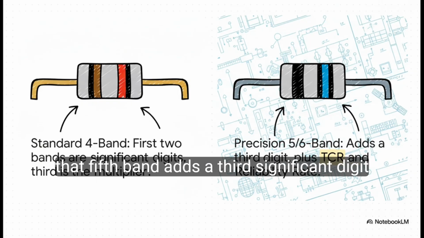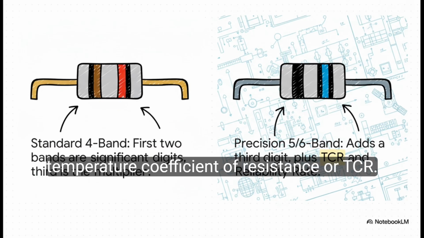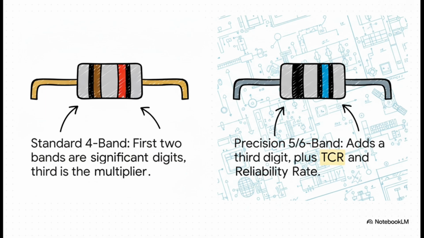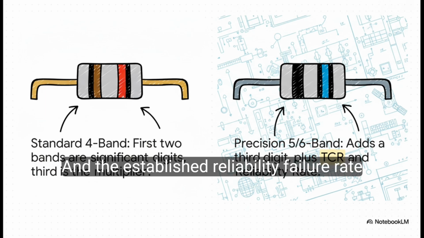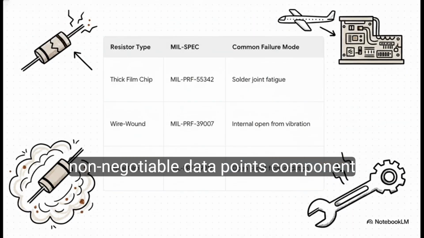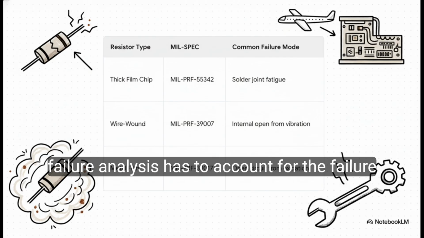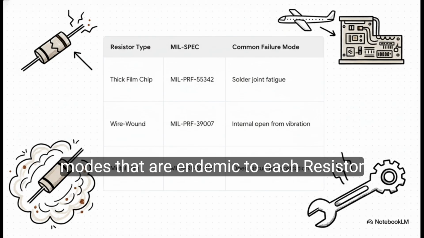That 5th band adds a third significant digit for precision. The 6th band specifies the temperature coefficient of resistance, or TCR, and the established reliability failure rate. In avionics, both of these are non-negotiable data points. Component selection is governed by military specifications, MIL-SPECs. Any failure analysis has to account for the failure modes that are endemic to each resistor type.